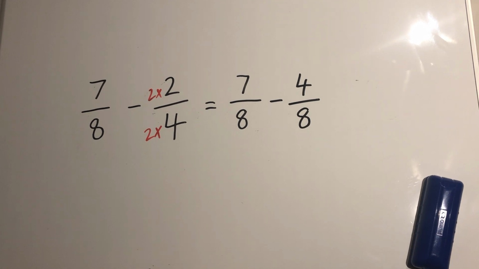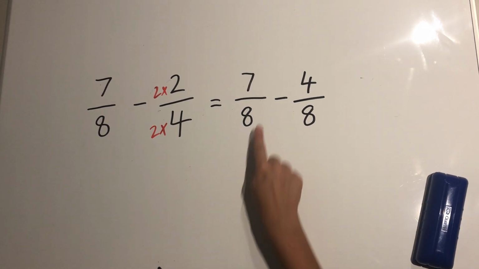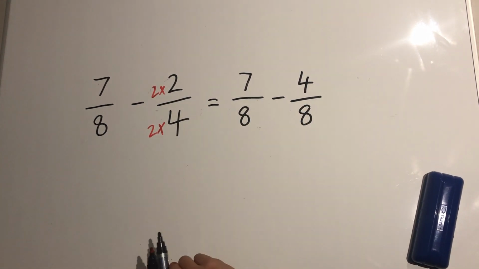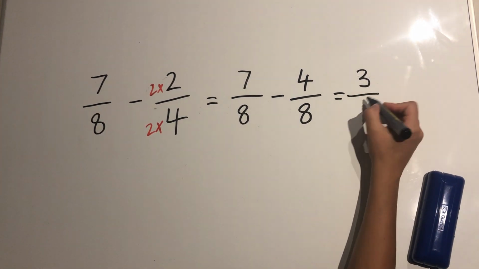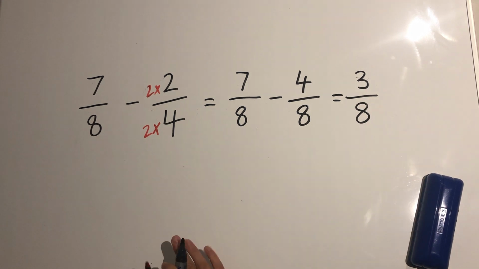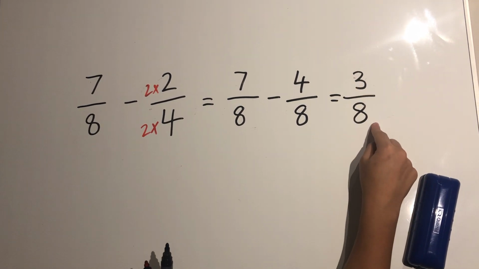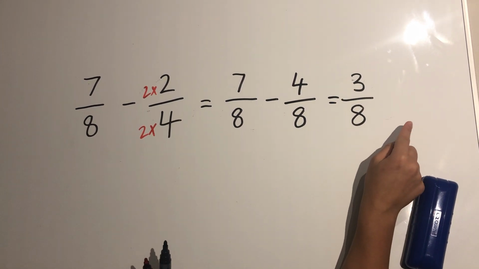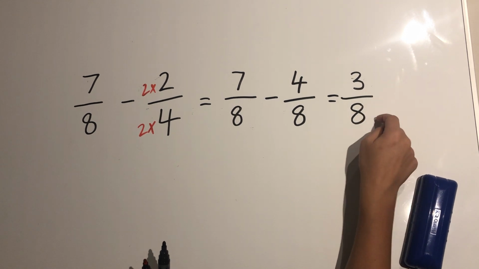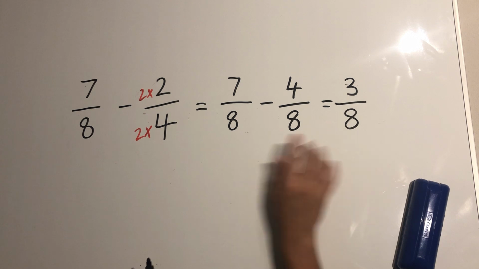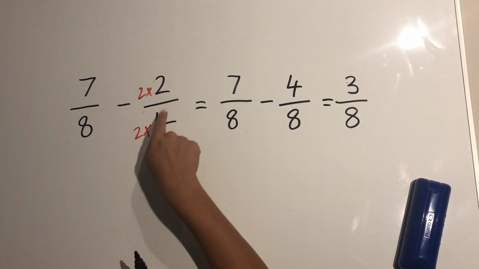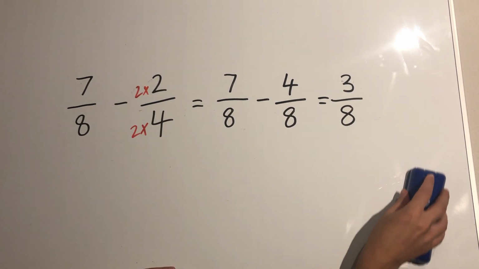Our next step is we subtract the numerators. 7 subtract 4 is 3. And our denominator stays the same. We check, can this be simplified? Is there a common number that goes into both 3 and 8? No, there isn't, so this is in our simplest form. So 7 eighths subtract 2 fourths equals 3 eighths.